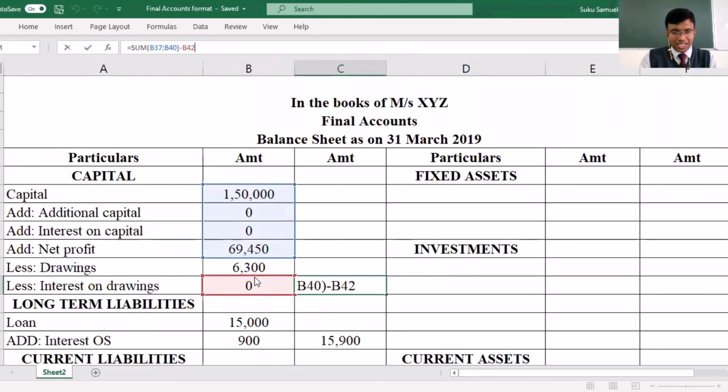Someone just corrected me. Yes, I did make a small calculation mistake when it came to the capital amount. It is 2,13,150.